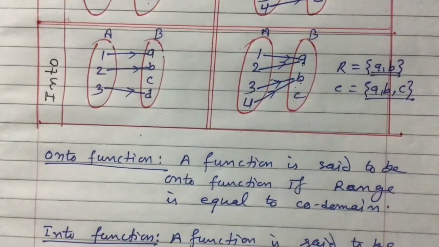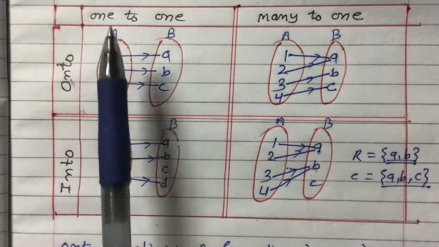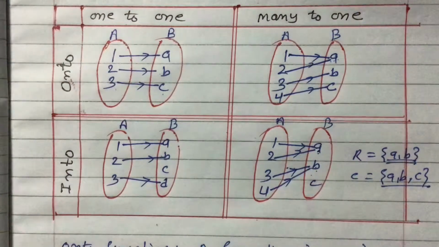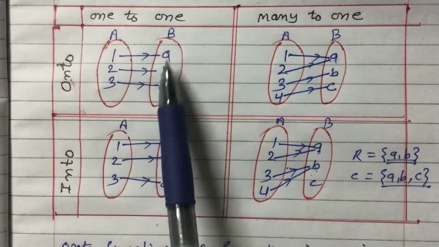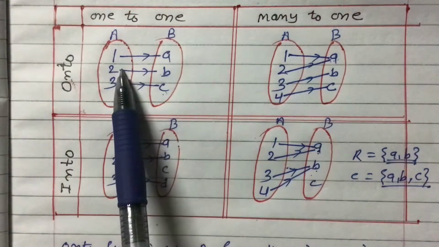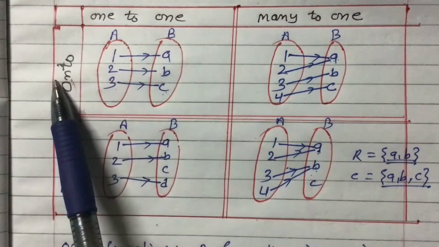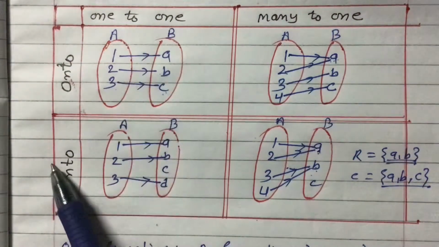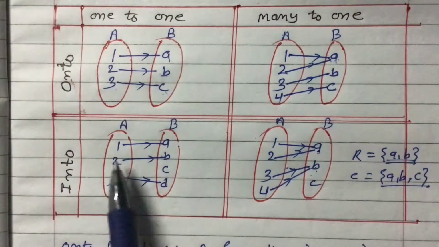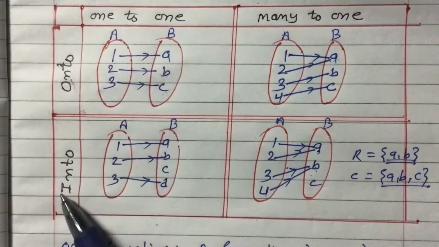So sometimes you may be asked in combination form also, then what is one-to-one onto function? Then we can define like this. One-to-one function we have already defined: a function is said to be one-to-one function if every image has only one pre-image, and codomain is equal to range, that is one-to-one onto function. Similarly, one-to-one into if every image has only one pre-image and range is a proper subset of codomain, then it is one-to-one into.